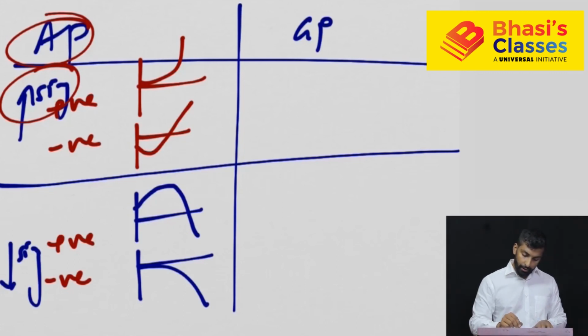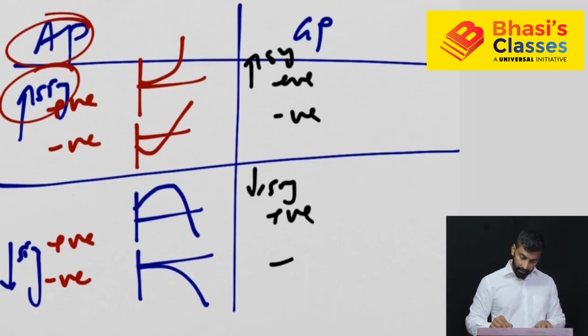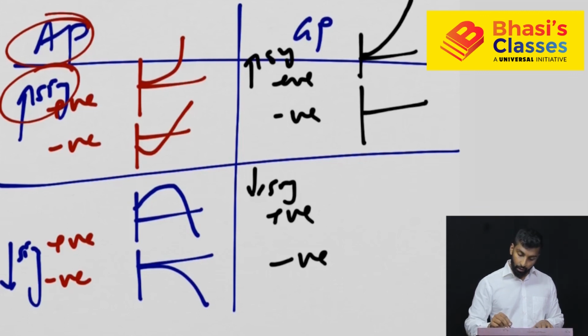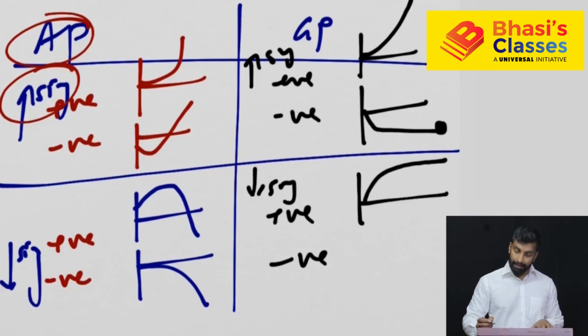Now in GP also you can see increasing and decreasing, starting with positive, starting with negative, right? Increasing GP starting with positive looks like this. Increasing GP starting with negative will look like this, right? Towards infinity, the value is almost the same. Now decreasing GP starting with positive, how will it look? Decreasing, so it will go like this, right? Now decreasing GP starting with negative, how will it look? It looks like this, right?